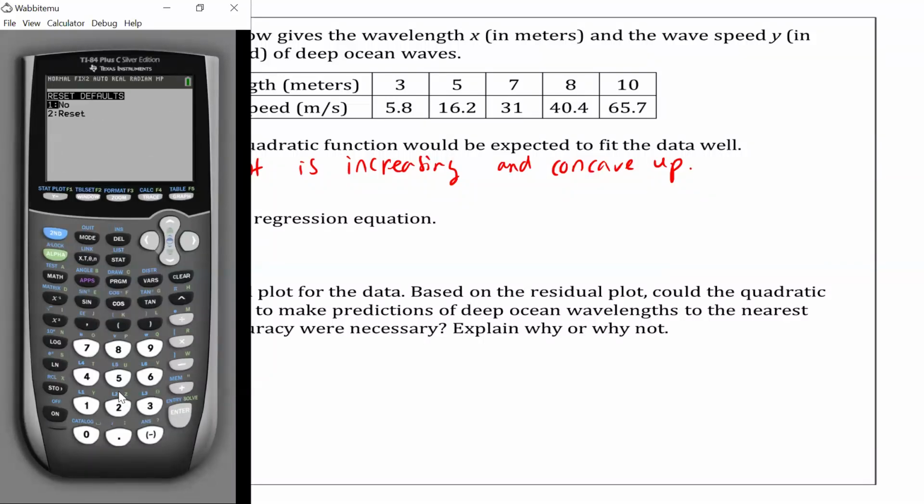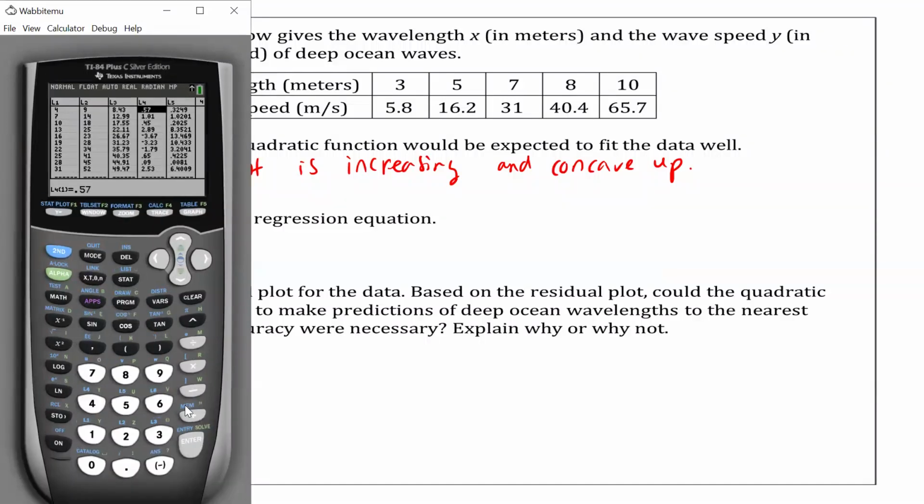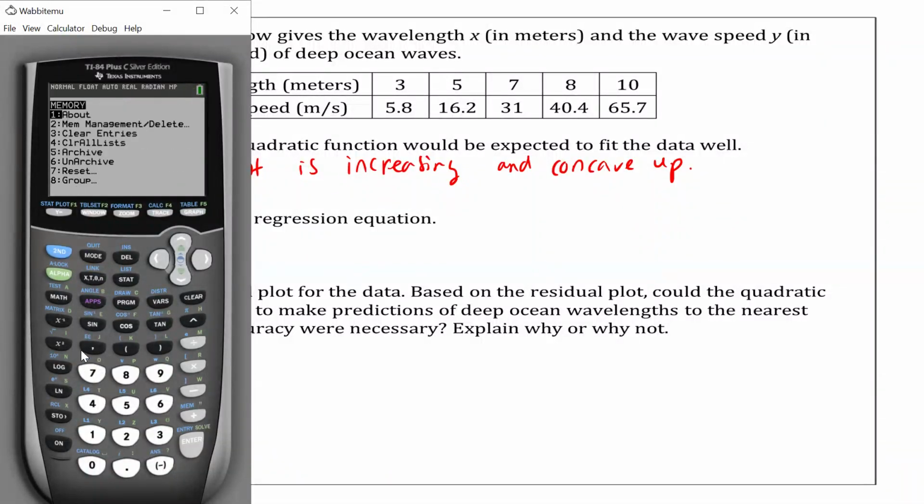We'll just analyze it. We'll do it. Stat, edit. It's really quick. Type in. I know I reset you. Did I not press all the buttons? Second plus 7, 1, 2. I'll do it really quick. 3, 5, 7, 8, and 10. Yeah, we're just gonna look at the curves.